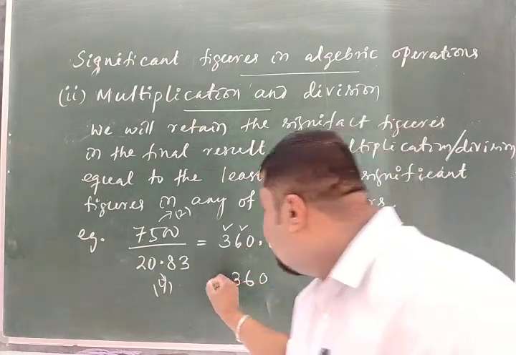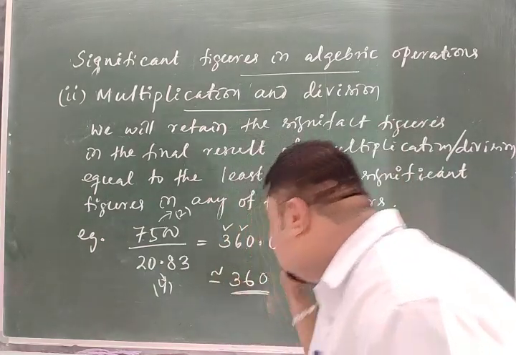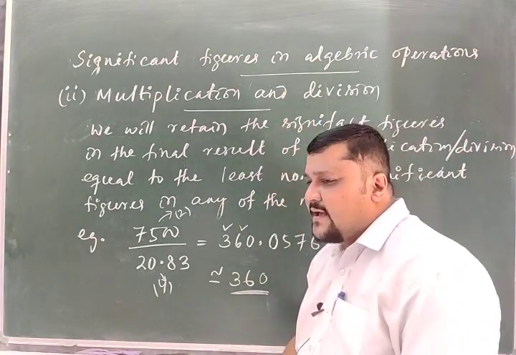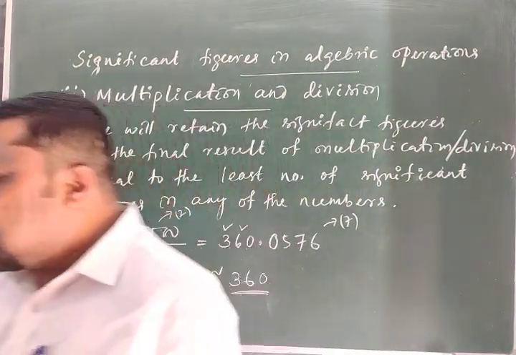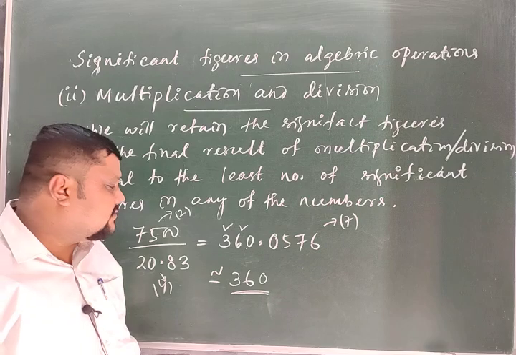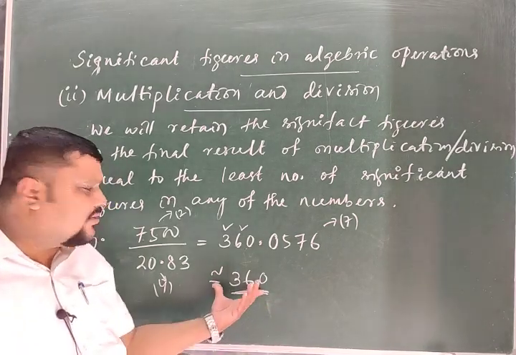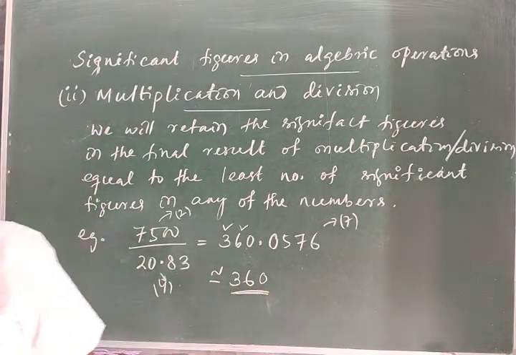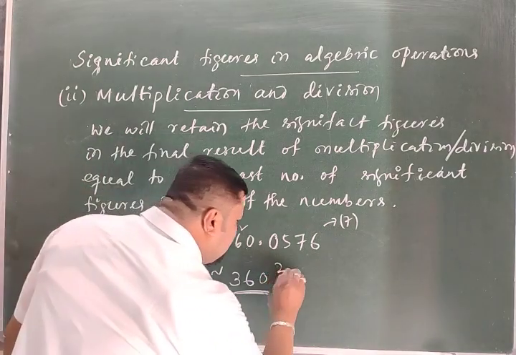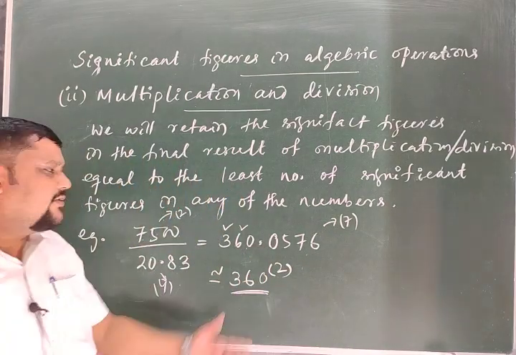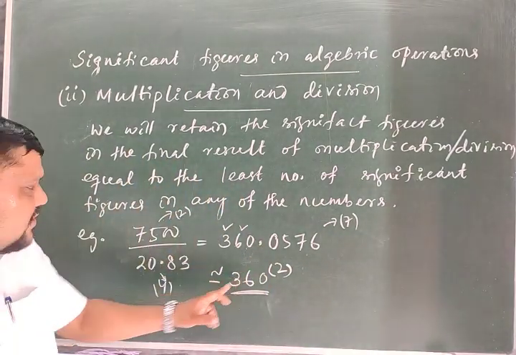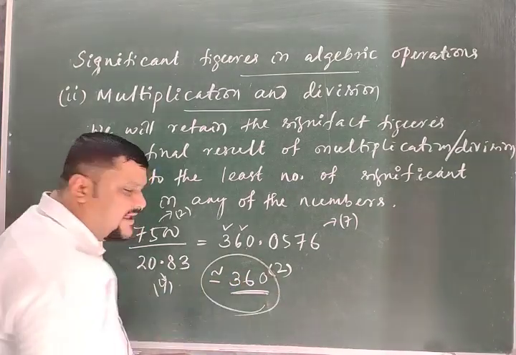So I can write that the result is 360, using significant figures in algebraic operations. So the result will be 360. How many significant figures here? 2, and there is not much change in the value. So you can retain this value. So we will write the answer as 360.